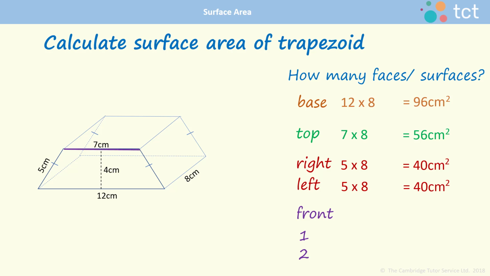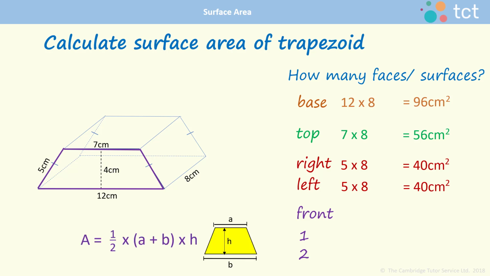Now we have the 2 trapeziums. Notice that these are what we would call isosceles trapeziums. Both of those sides are the same height, as indicated by those lines. The formula for calculating the area of a trapezium: we call the top width A and the base B, and we add those together. Then we multiply them by the height of the trapezium. And then we divide it by 2.